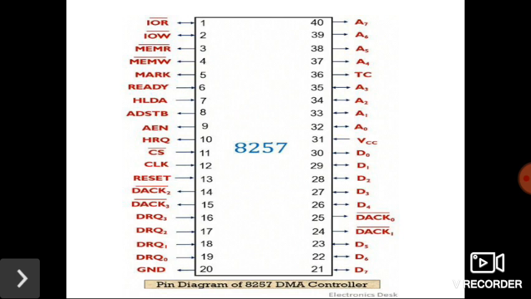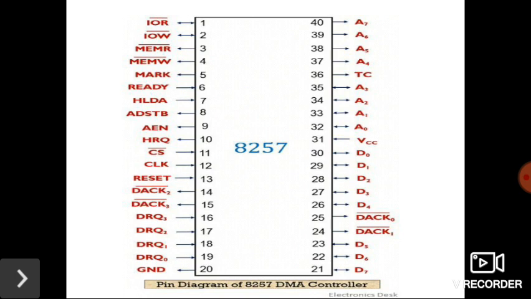Then CS for chip select. This is an active low chip select signal which enables the 8257 for read and write operation in slave mode. In the master mode, this is disabled. Then AEN, address enable. When it is high, it indicates that the DMA operation will be performed. This AEN can be used to disable the data bus and the control bus driven by the processor.